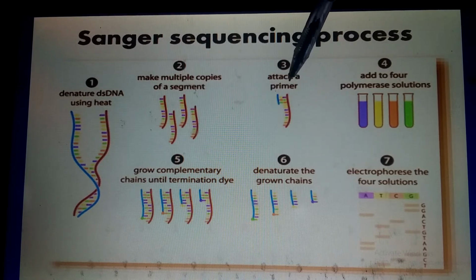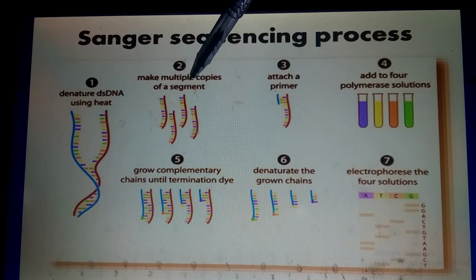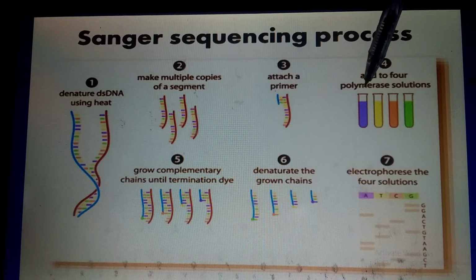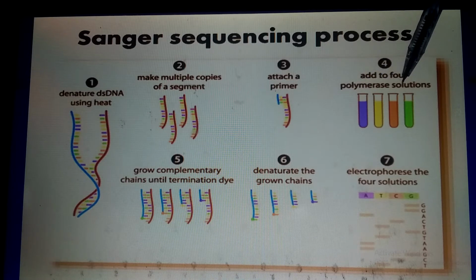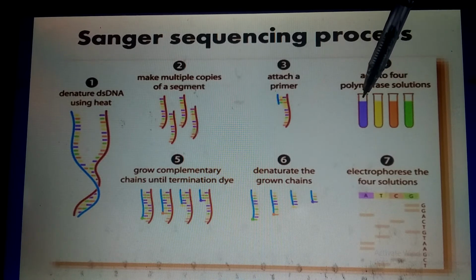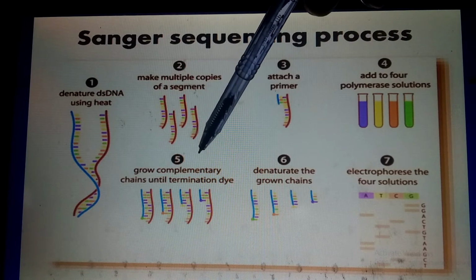Is it clear? So all these primers and the single-stranded unknown DNA template are put into the four different reaction tubes, each with a specific ddNTP: ddATP, ddCTP, ddGTP, and ddTTP. So in the fifth reaction, what will happen?